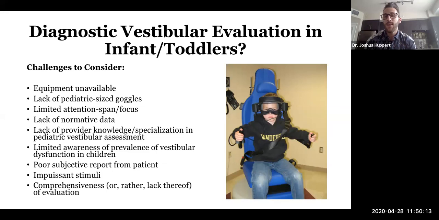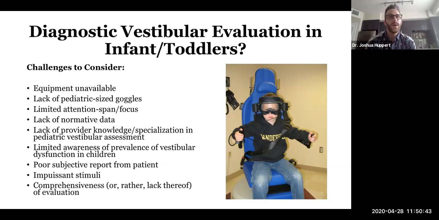Poor subjective report from the patient. Again, they're not really able to tell us, tell me about your dizziness. They don't really have the vocabulary to do that oftentimes. And the family is not really sure, particularly if they're not familiar, how to communicate that to you in a way that is truly reflective of what the child is experiencing. The stimuli is impotent. A lot of times the stimuli we use for testing is not robust enough to actually provoke the system the way it's provoked in everyday life.